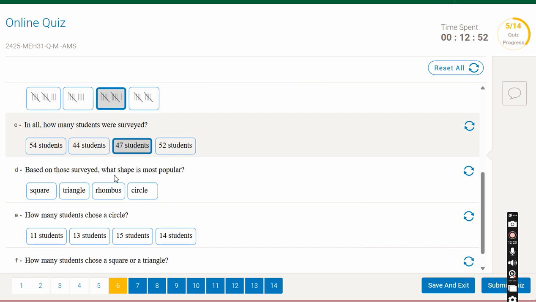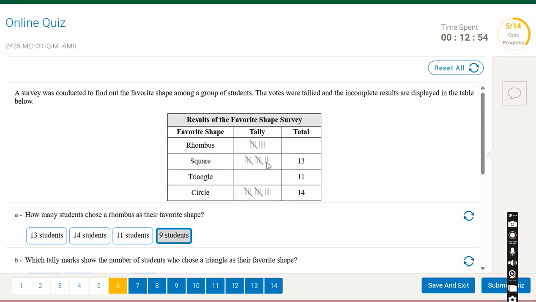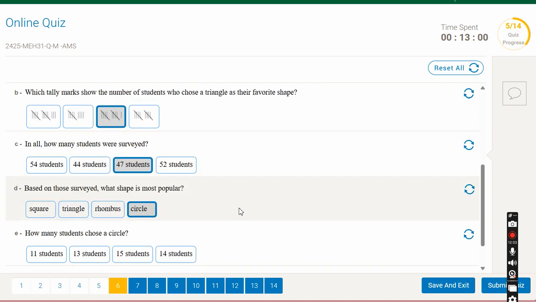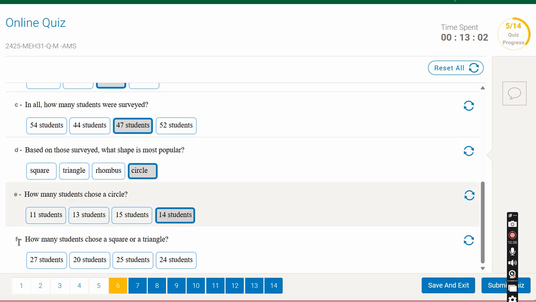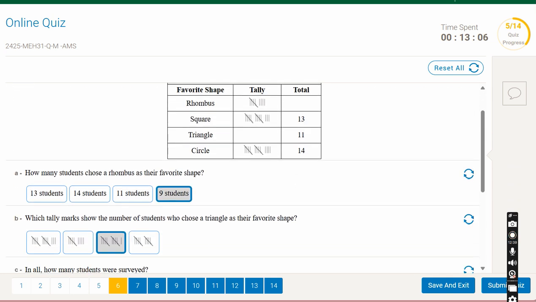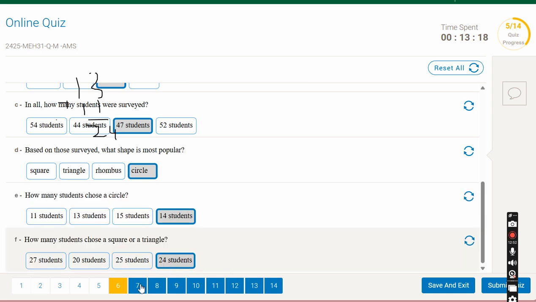The next one, based on those surveyed, what shape is the most popular? Okay, which one is the most popular? We can see that the circle, because a lot of people chose circle as their favorite. So circle, how many students chose a circle? 14. And how many students chose a square or a triangle? So a square or a triangle, that means you're supposed to add them. So square or a triangle. So 13 plus 11 is, you can do it, 13 plus 11. That's going to give you 24. So let's go at the bottom, 24.